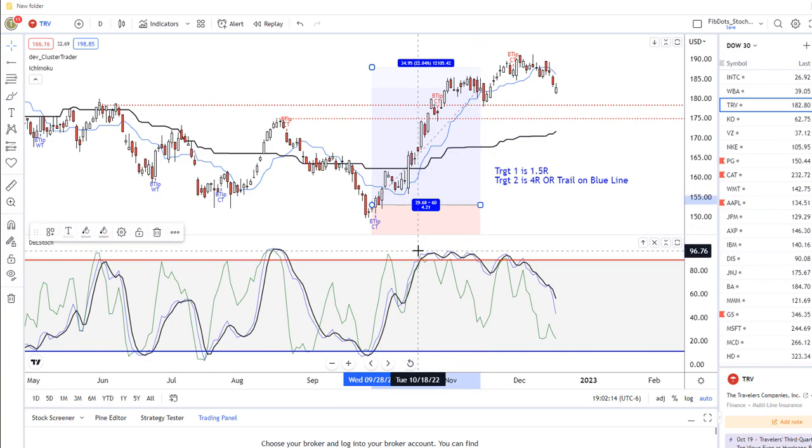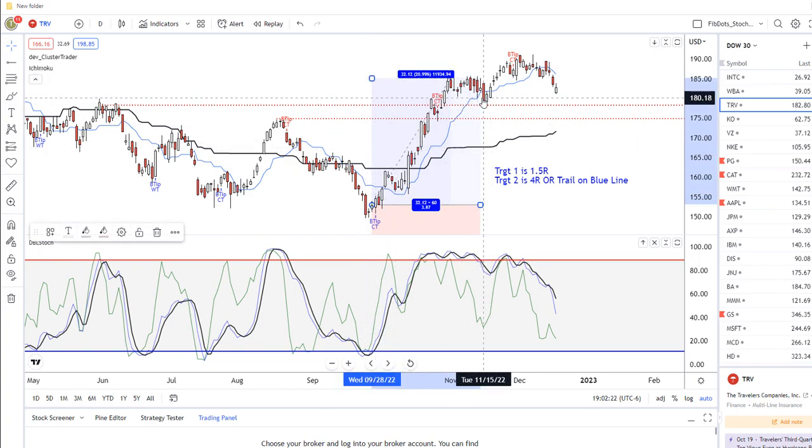There we go. Okay, there's our 4R. Now, if we instead, well, actually, right there, we would have gotten out on the trail stop. This is the first time we had a close below the blue line. But those are two different ways to exit that second half. Well, if we do a 4R, we're going to miss a couple of trades that go 5R, 6R, 7R, 8R, 10R. Okay? But 4R is a pretty significant move.